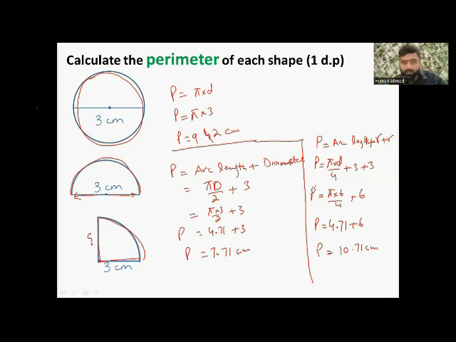I hope you have understood the rule of the circumference of a circle and how we modify the rule. And also you must have learned the difference between circumference and arc length. And also that when we have to find the perimeter, we have to find the boundary line.